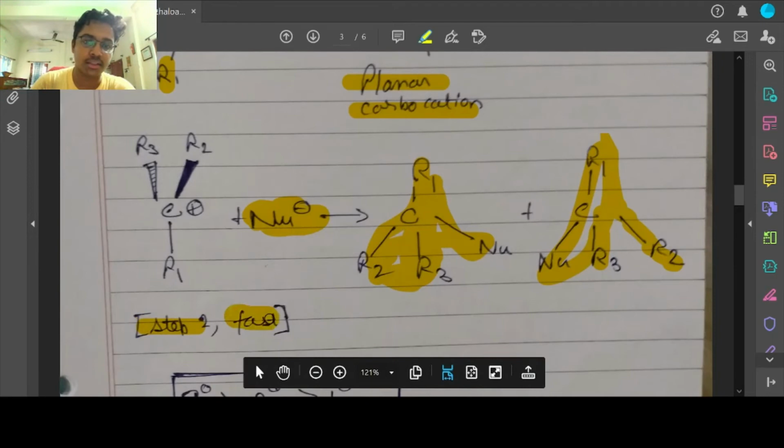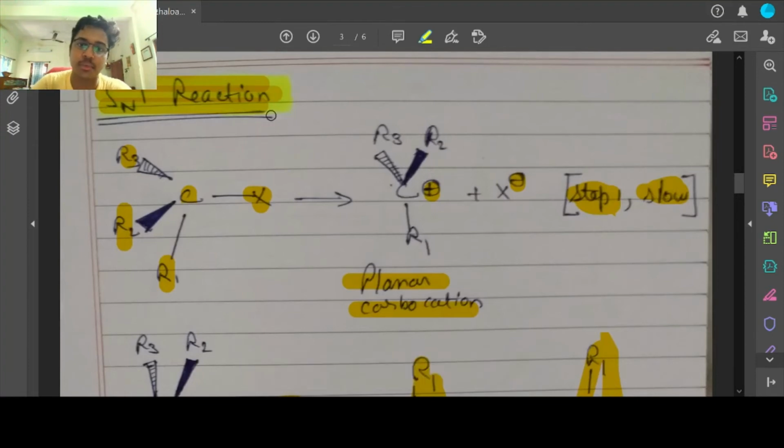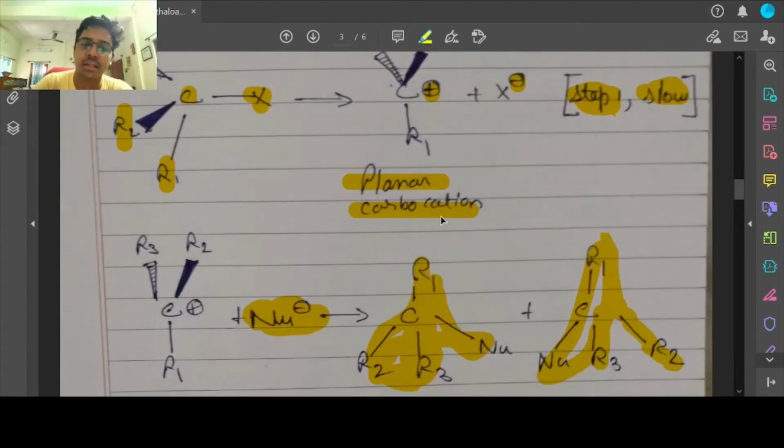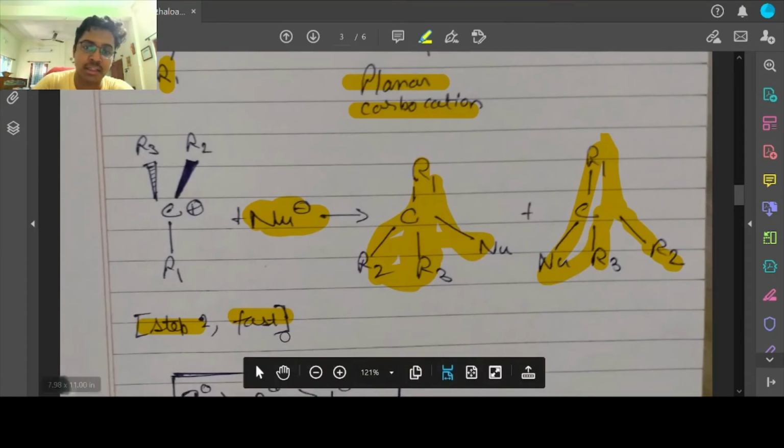This is step 2, and this is fast. So the SN1 reaction takes place in two steps. Step 1 is the carbon-halogen bond breaking, which is slow, forming the planar carbocation, and the second step is the nucleophilic attack. That is step 2, and step 2 is very fast.